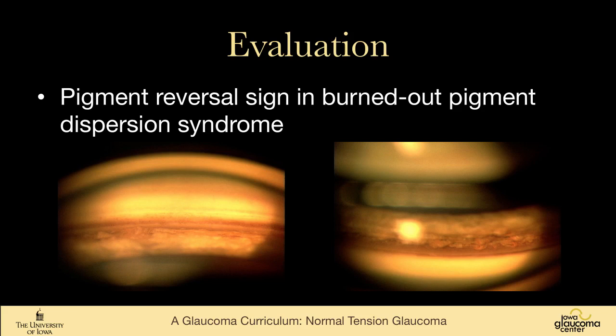And so there are very few things that cause that. Most times people who have pigmentation will have more in the bottom than the top from gravity. But if we see this inverse pigmentation where there's more above than below, then again consider burned out pigment dispersion syndrome.